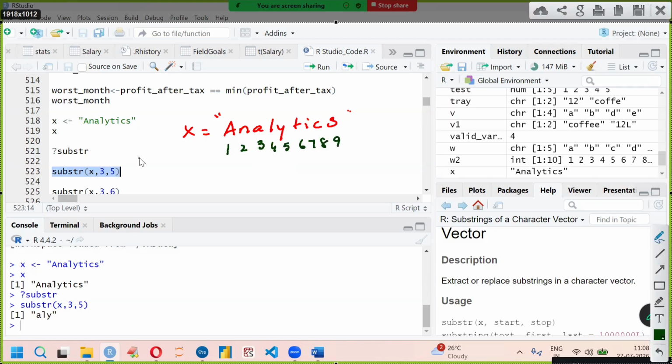So with substring, I want a part of the character that is analytics. If you see here, x comma 3 comma 5, we are getting the reply as ALY. What it means is that it is taking from the third index element to the fifth index element. What is the third index element? A. The fourth index element is L, and the fifth index element is Y. That is the reason why we are getting ALY. So we are making a substring of this string, which is analytics.